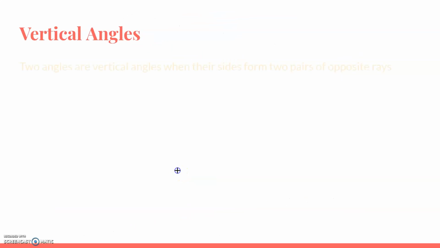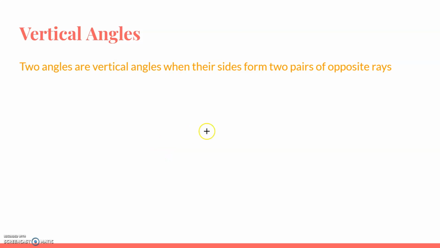Next, vertical angles. Two angles are vertical angles when their sides form two pairs of opposite rays. So here we have this angle right here and this angle right here. In order for these to be vertical angles, their sides need to form two pairs of opposite rays. For these two angles, this side and this side are opposite rays, and this side and this side are opposite rays. So this proves that these two are vertical angles.